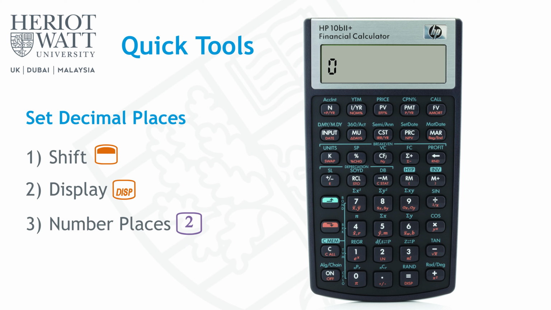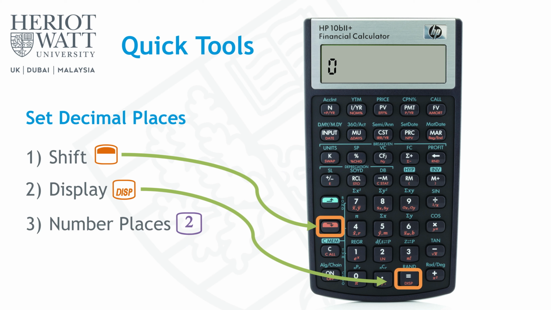So basically, to assist with that, you select the orange shift, select the display button, which is the same as the equal button, and then you hit the number of places that you want. So now once you've done shift equals, hit 2, and then you'll see the register at the top actually shifted from no decimal places to 2 decimal places.